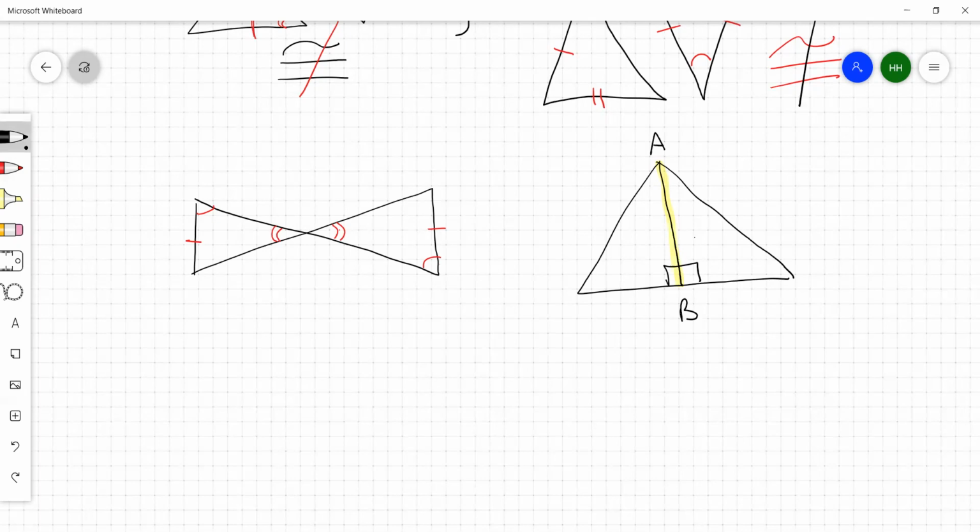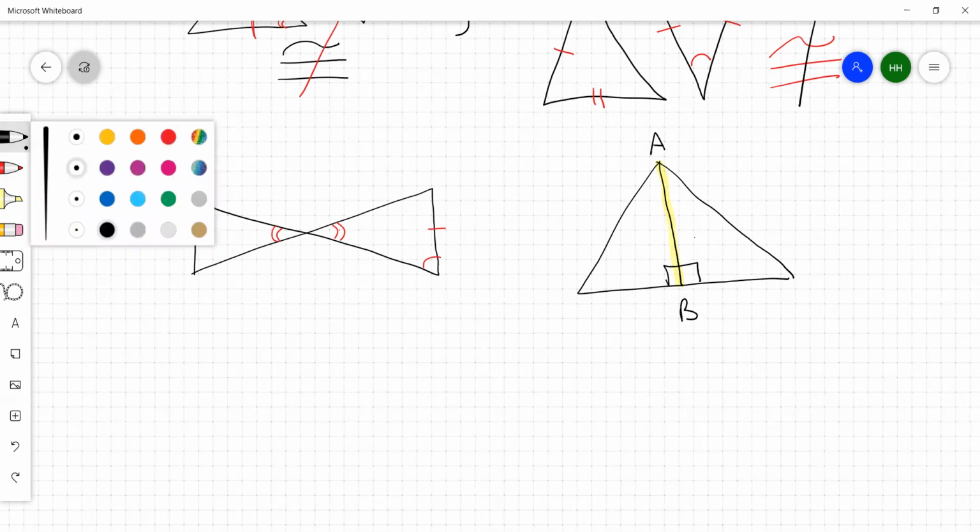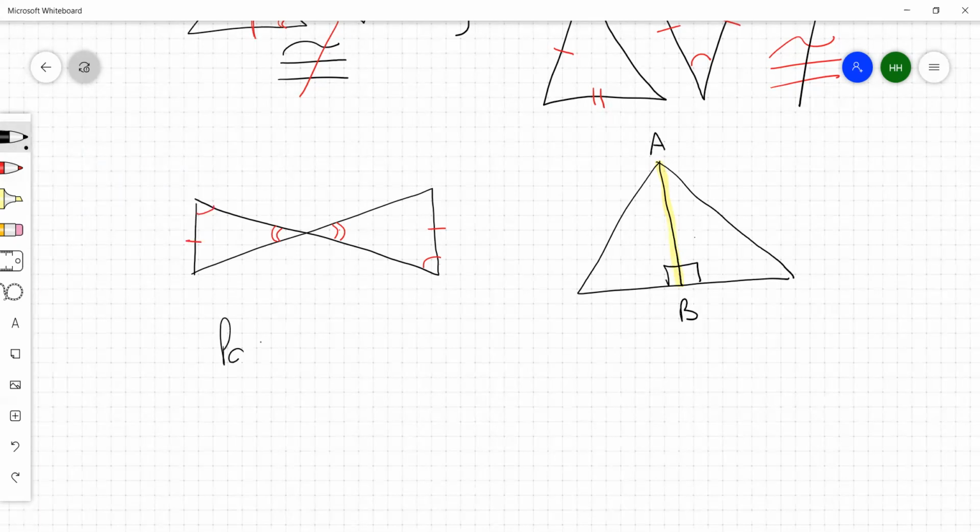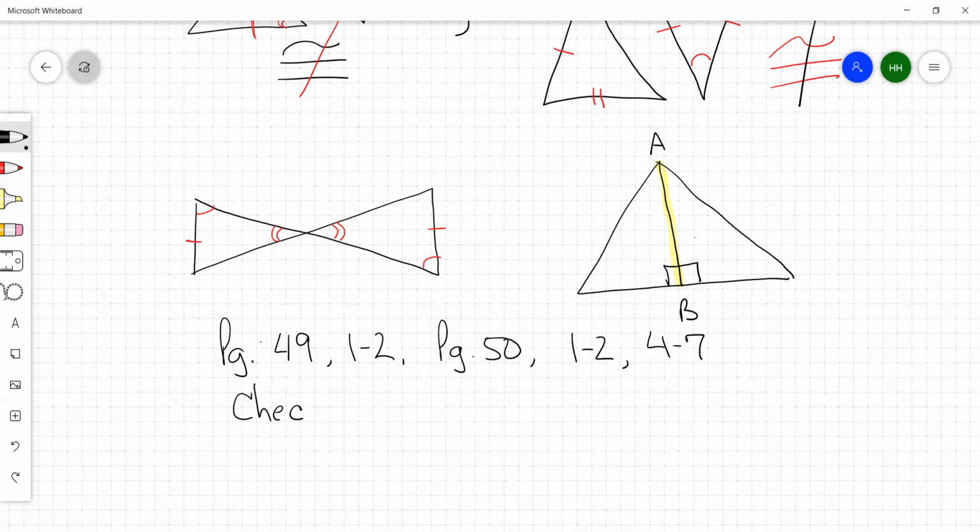All right. So here's your practice for today. Page 49, you've got 1 and 2. You've got page 50, 1 and 2 again, and then 4 through 7. And I need you to check Focus for homework. Hopefully I will.